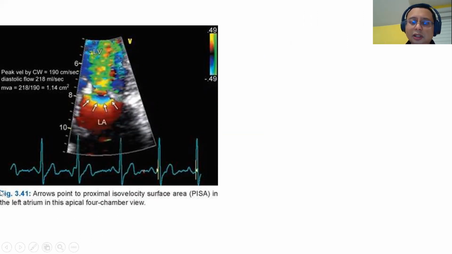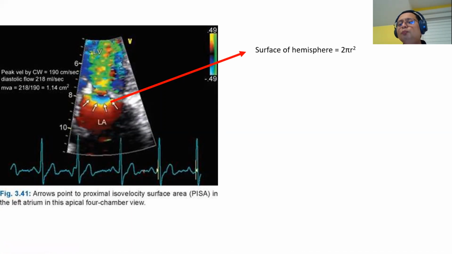So what we do is, so this is a mitral valve, and this is the flow across mitral valve. So in order to have something that we can have a geometrical assumption, we change the aliasing velocity, okay? So usually we lower the aliasing velocity in the direction of the flow. So you can see a hemisphere here. So why do you want to see the hemisphere? Because you want a geometrical assumption. Because you know what is the surface area of a hemisphere, that is 2 pi r squared.